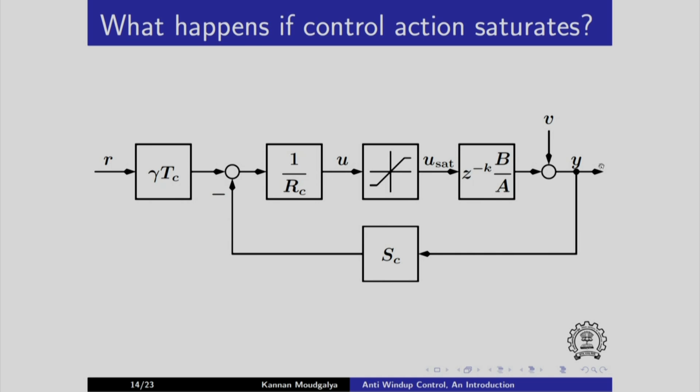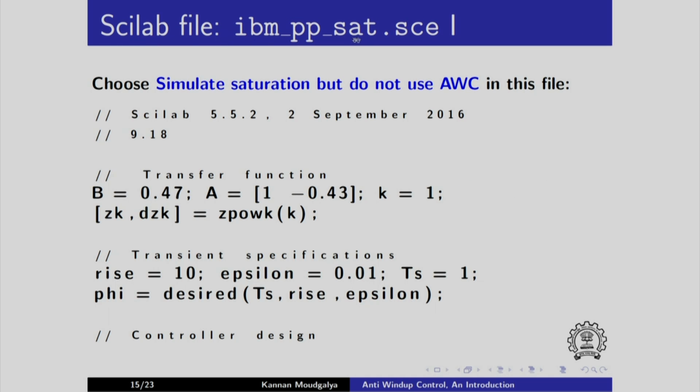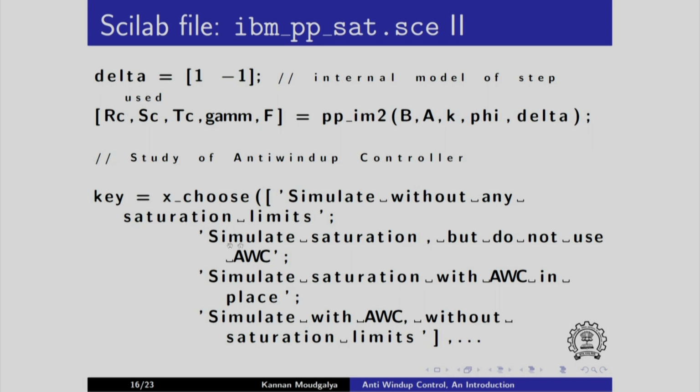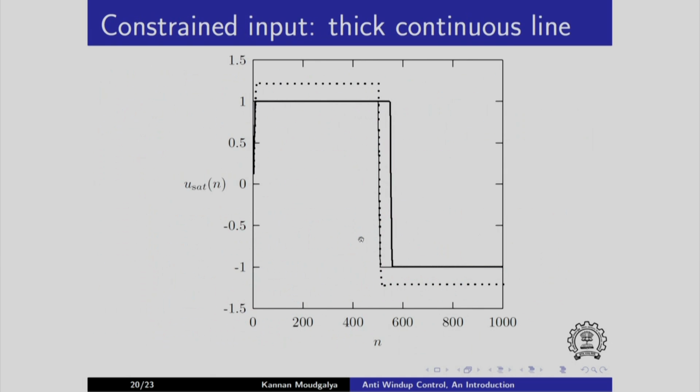We use the same Scilab file, but now we choose the option simulate saturation, but do not use anti-windup control in this file. Simulate saturation, but do not use AWC. It's here. So in Scilab, when you fire this, you will get a window. You will have all these 4 options. You have to double click on this. And of course, the Xcos file is the same. The Xcos setup file also is the same.